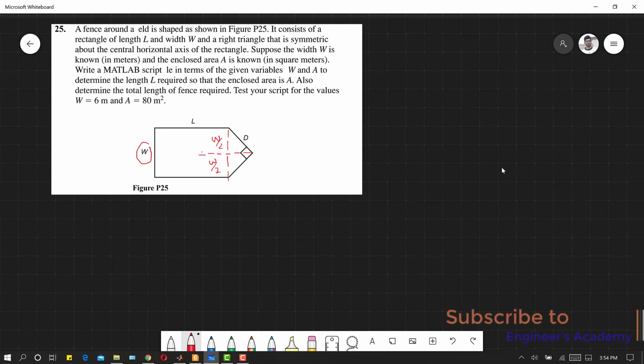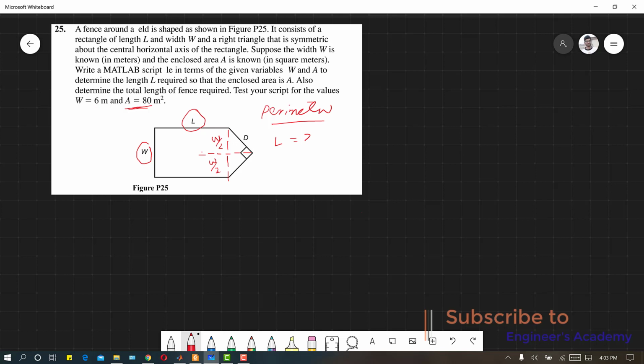So we will write a MATLAB script file in terms of the given variables W and A, and will determine the length L. So we will find the length L for this given width and given area. Also determine the total length of fence required. So we will find the perimeter as well, the total fence length. Test your script for the values. We are given that if W is 6 meters and area is 80 meters squared, what will be the length L?